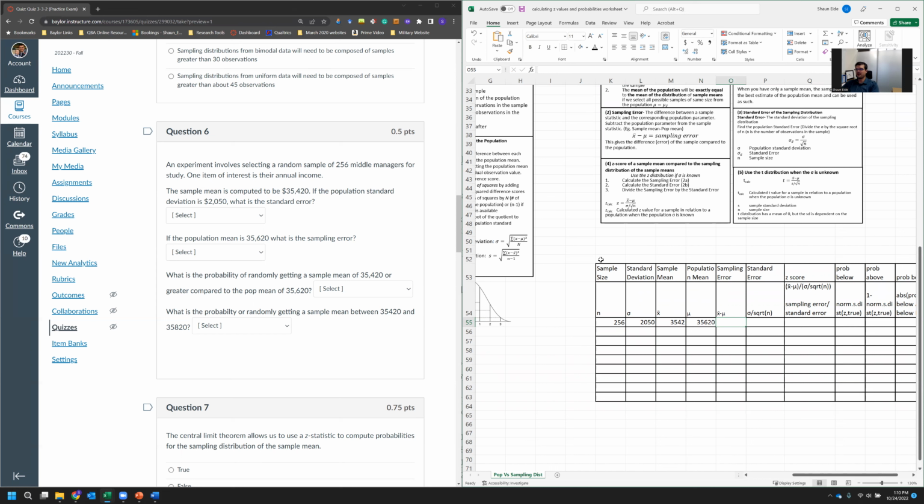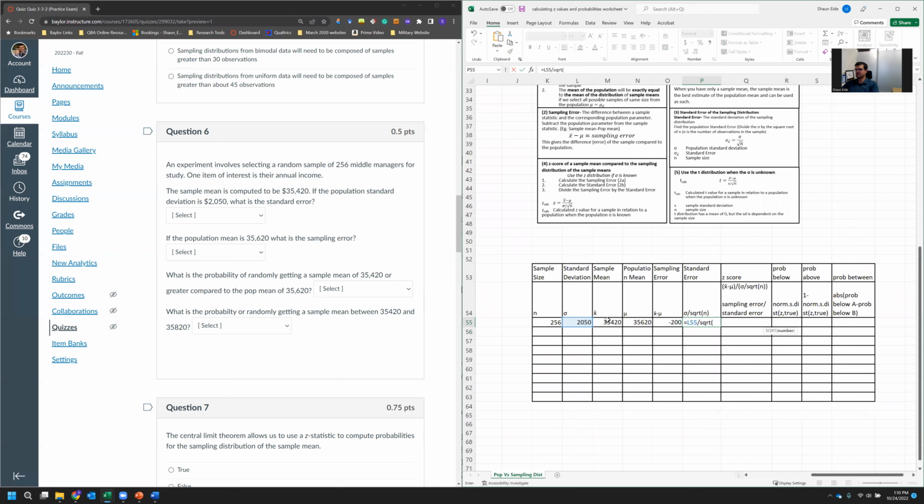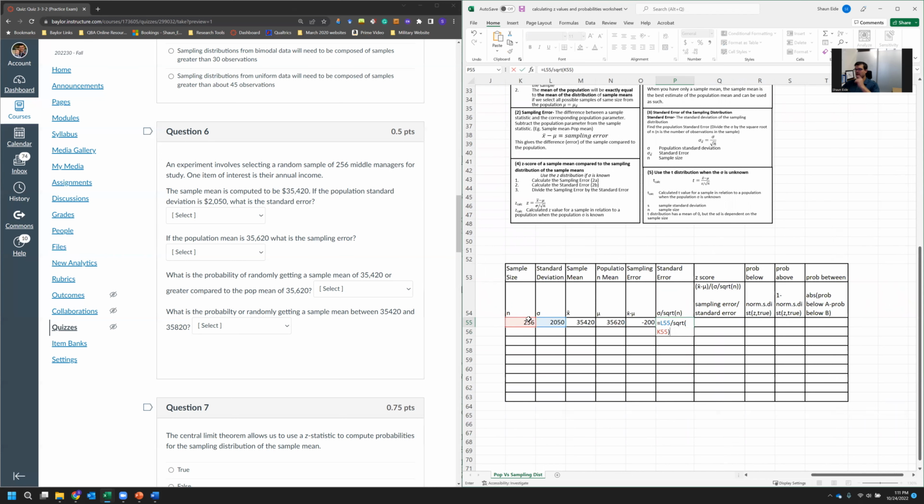Now I'm going to get the sampling error. The sampling error simply equals the sample mean minus the population mean. This is definitely wrong because it's supposed to have a zero at the end. And so the sampling error is negative 200. Now we're going to calculate the standard error. Right here it says, what is the standard error? It simply equals the standard deviation divided by the square root of the sample size. And that's 128.125.